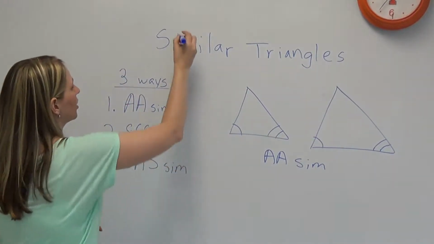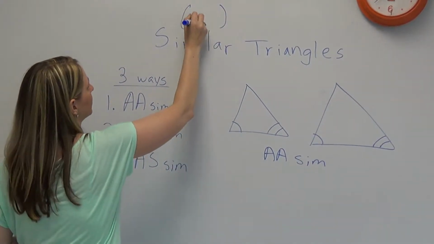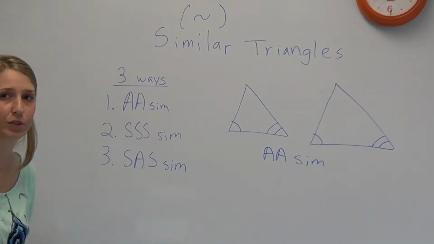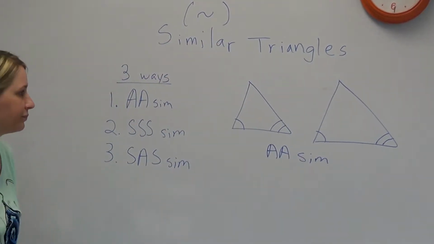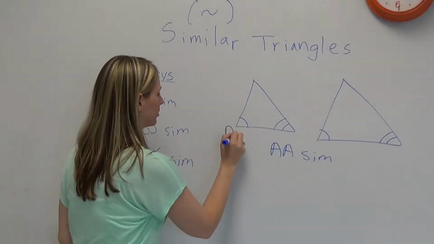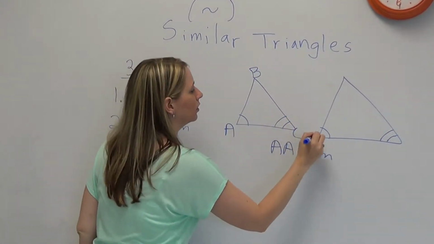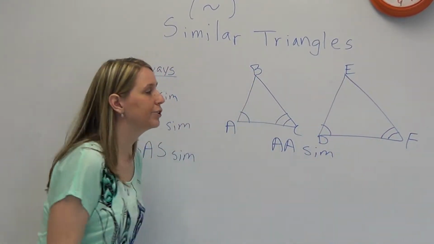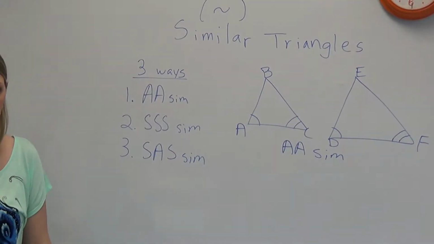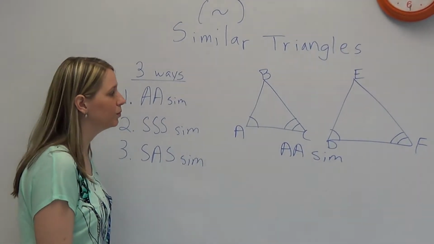And by the way, our symbol for similar is just a squiggly line. So if you see this little squiggly line, that means similar triangles or similarity. All right, so let's put some letters on here. You have a triangle similarity statement, just like a triangle congruent statement. The only difference is the symbol.